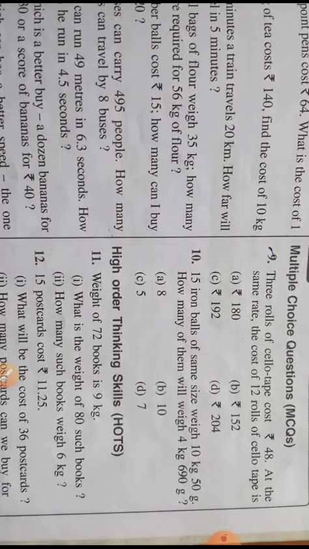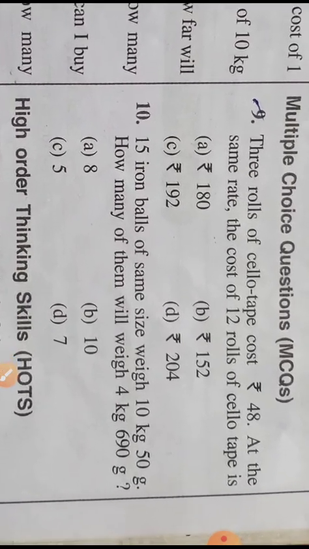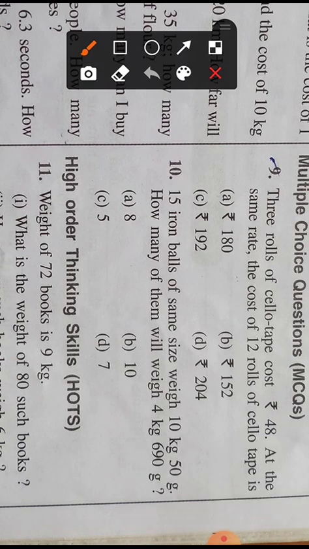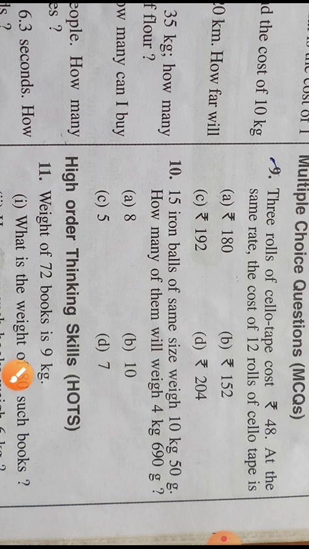Question number 9. It is a multiple choice question. The 3 rolls of cello tape cost rupees 48. At the same rate, the cost of 12 rolls of cello tape is how much? So you have to find out the cost of 12 rolls. What will you do? You will try to find the cost of 1 cello tape, then you will multiply by 12. So let us see this solution as well. This solution also we will check.